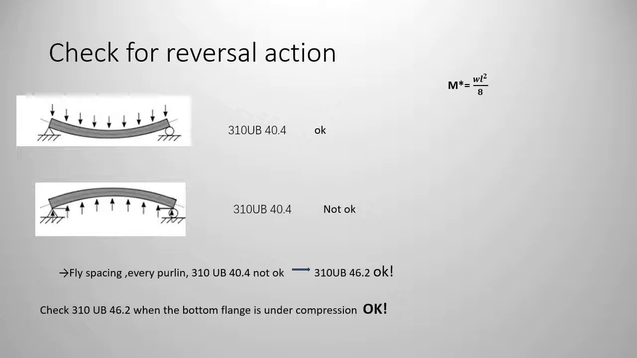In order to restrain the bottom flange laterally, fly bracing is needed. We design fly bracing at each purlin, but 310 universal beam 40.4 is still not acceptable. So we change to a heavier selection, 310 universal beam 46.2. Then we check that 310 universal beam 46.2 is acceptable when the bottom flange is under pressure.